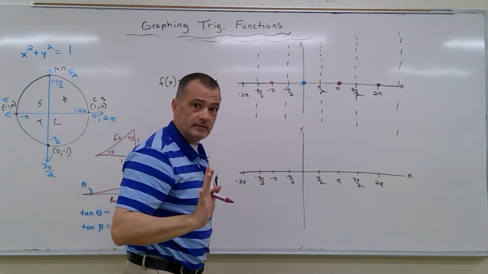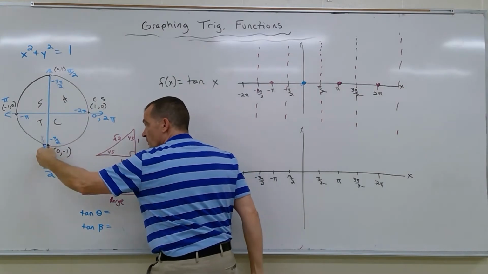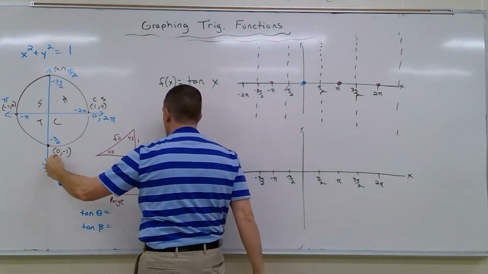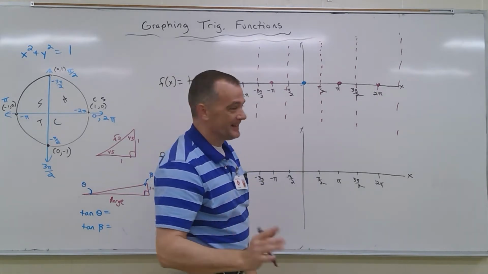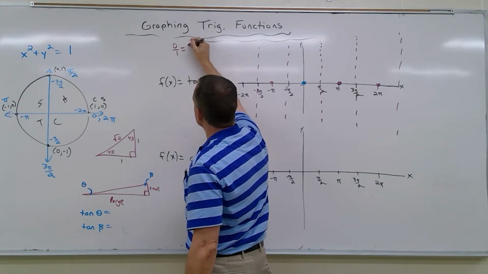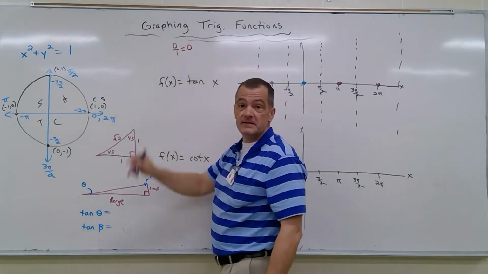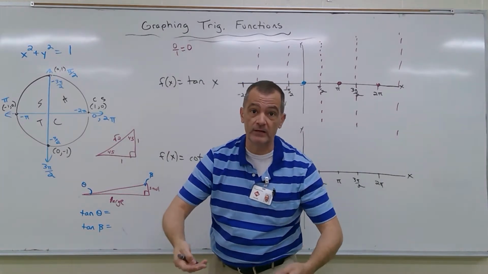And not to lose anybody, but if I go to negative pi over 2, that's just going this direction on the unit circle. That's -1 over 0, which is undefined. So keep in mind, let's not make too much of an issue with this. 0 over 1 is 0. 0 pieces of candy to divide amongst one child. How many pieces does each child get? 0.